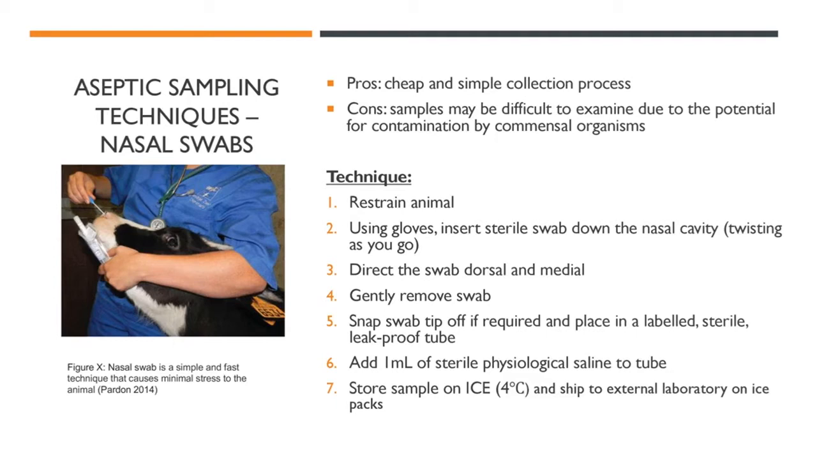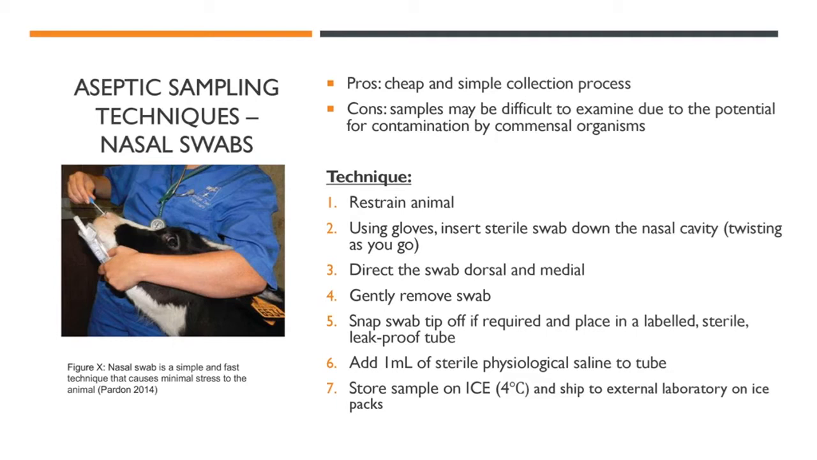Place the swab into a sterile leak-proof container and label. You may need to snap part of the swab off to allow it to fit. Add 1 ml of sterile physiological saline to prevent desiccation. Do not freeze the sample, but store on ice at about 4 degrees Celsius and ship to an external laboratory with ice packs. Disinfect all involved equipment.